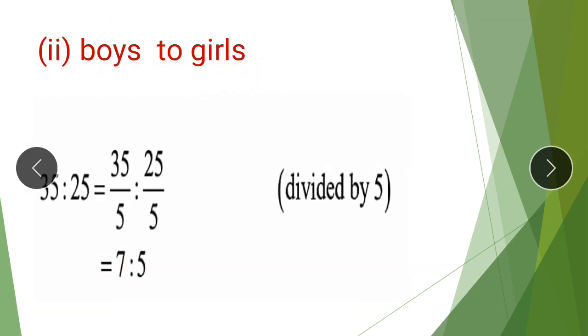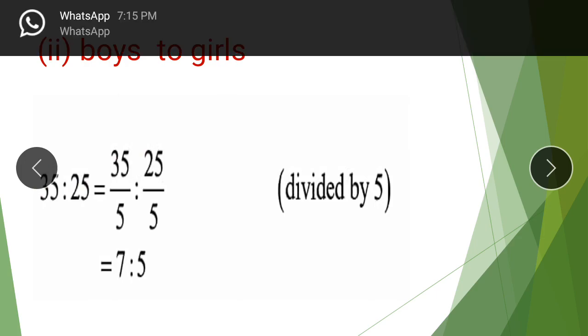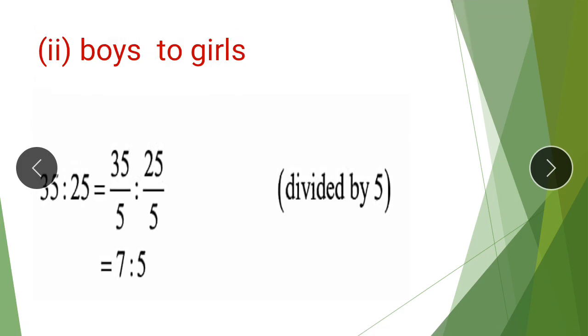Then we have to find the ratio of boys to girls. The 35 is the number of boy students and 25 is the number of girl students. Both of them are divisible by 5. So here we will go with division, and we will get 7:5 here.